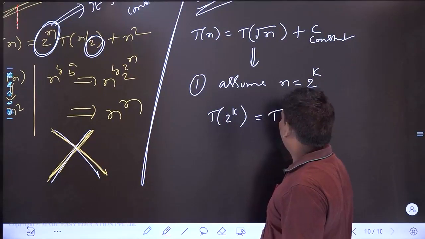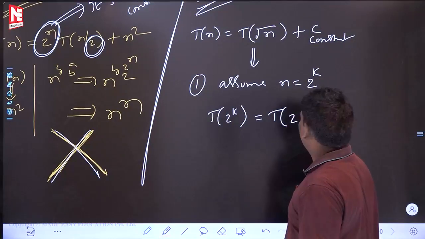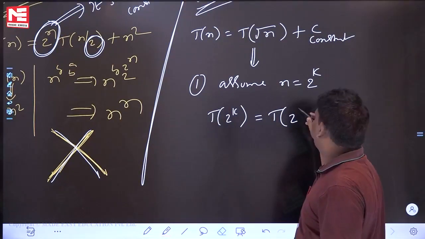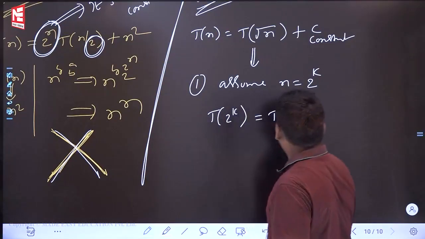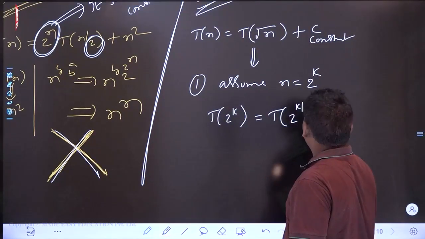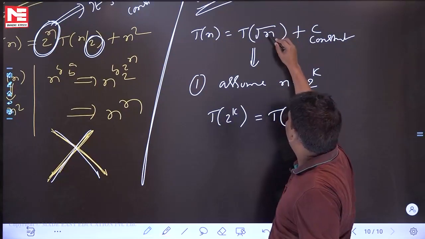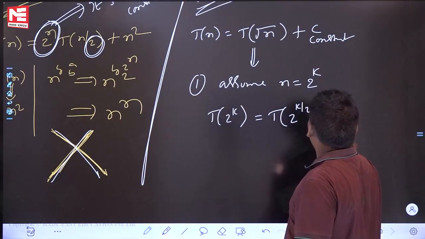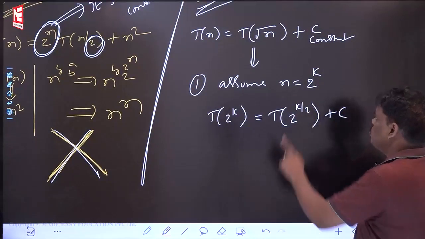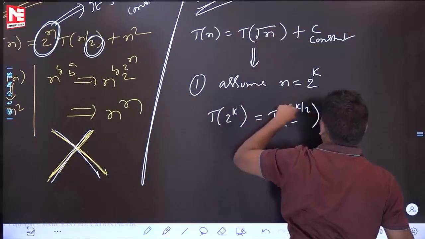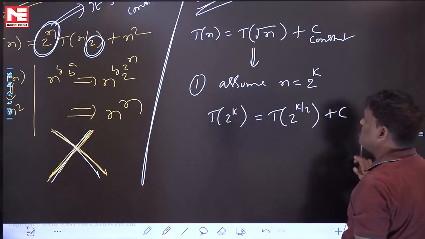T(2 power k) is equal to T(2 power k whole power 1 by 2), which goes to 2 power k by 2, plus C. Here n is replaced by 2 power k. N and C have no relation. Assume n is equal to 2 power k, replace n by 2 power k, and it became like this. That is the first assumption.